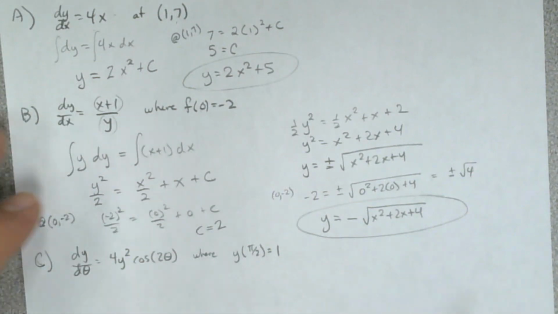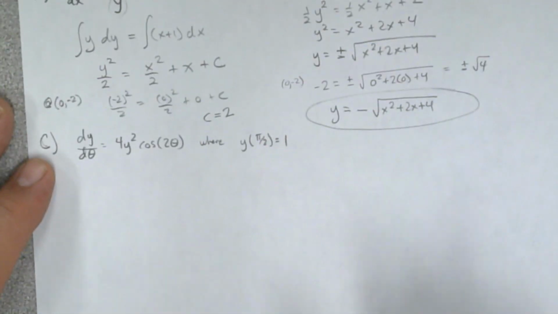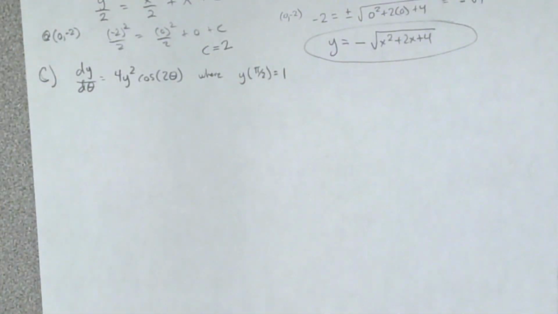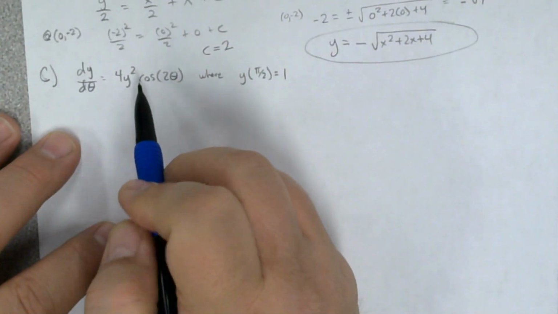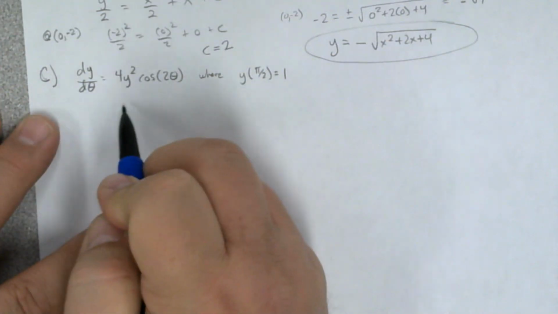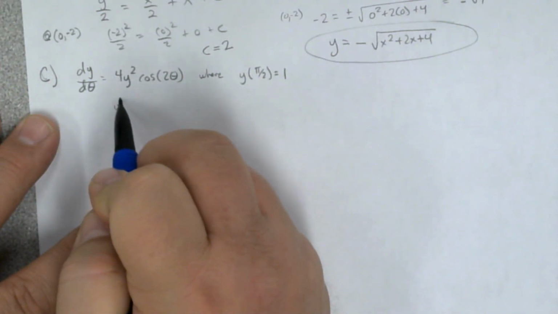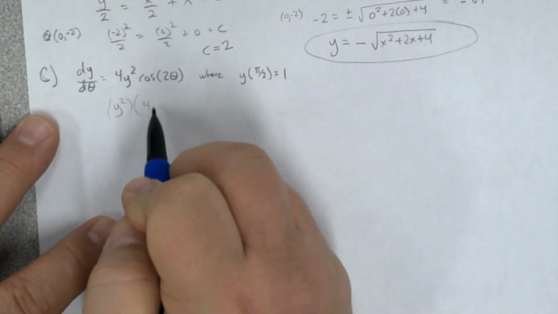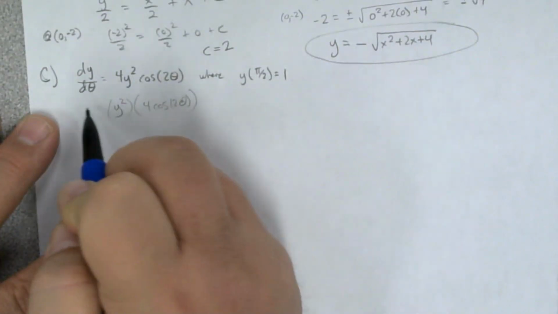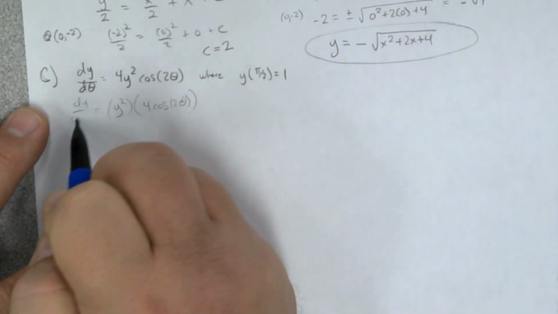Okay, continuing on to the next question. This one has trig in it, so thought I'd do this one. So let's take a look at that. Again, we want to separate. Again, I would not take the 4 with the y. I would take it with this one. So I would separate it out as y squared, and then this would be 4 cosine of 2 theta, and that's dy d theta.